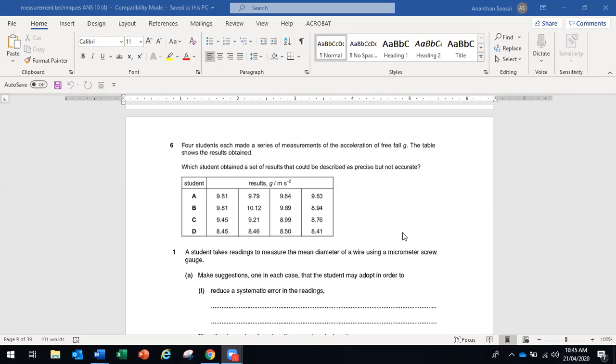When we categorize as accurate, if at least one reading hit the target, we say it is accurate. For B, the first reading was 9.81, it hit the target. So B is accurate, but it's not precise, because it did not always hit the target, only once. What can you tell about C? Of course, not accurate and not precise. C is the worst reading. Good.